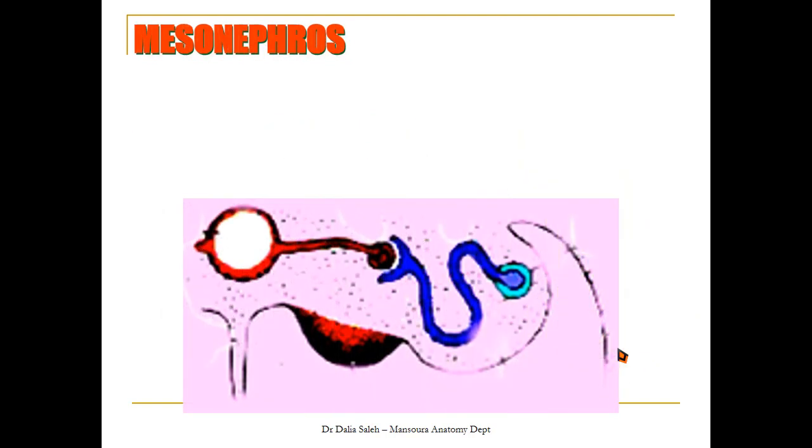In this diagram, we can see a cross section in the embryo. Here you can see the dorsal aorta, which gives rise to branches. And in this area, you have the intermediate mesoderm. This will be the area that will give rise to the gonads, and this will be the area that will give rise to the nephric structures.